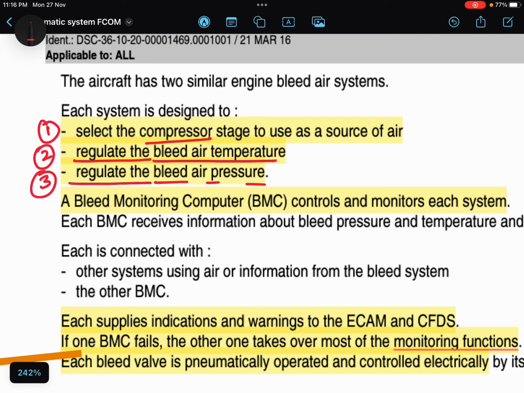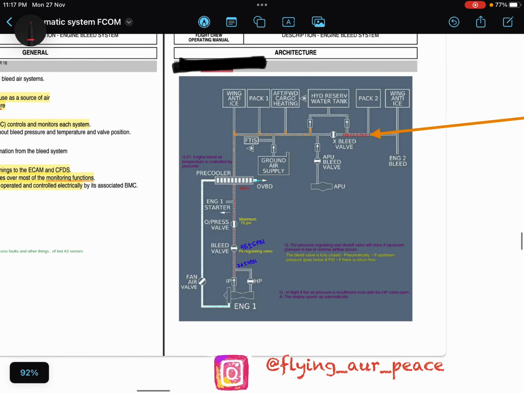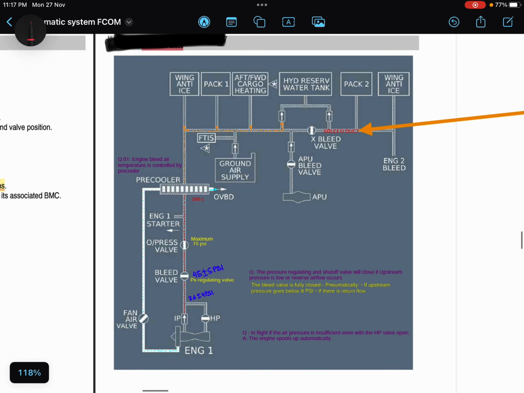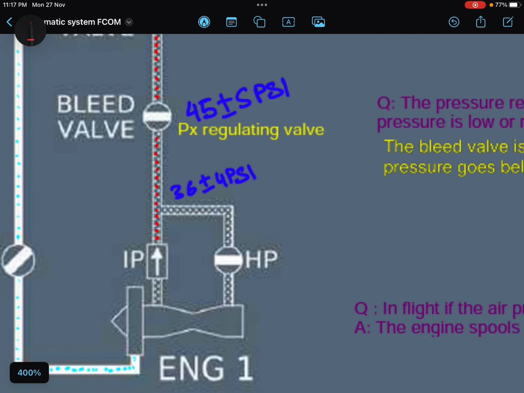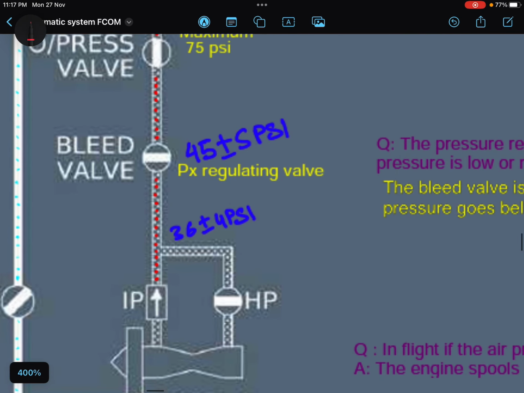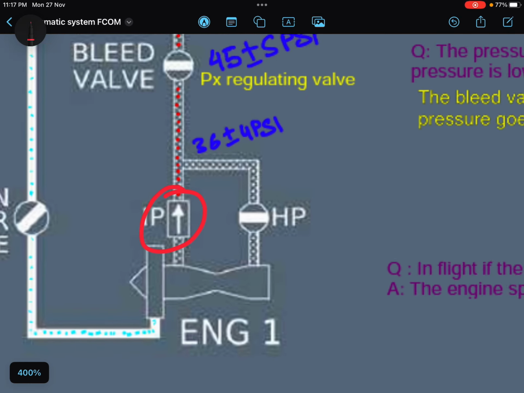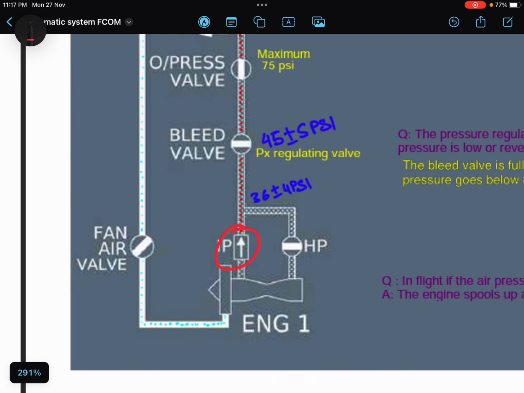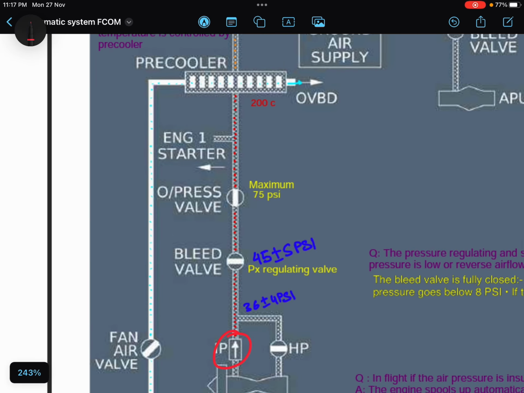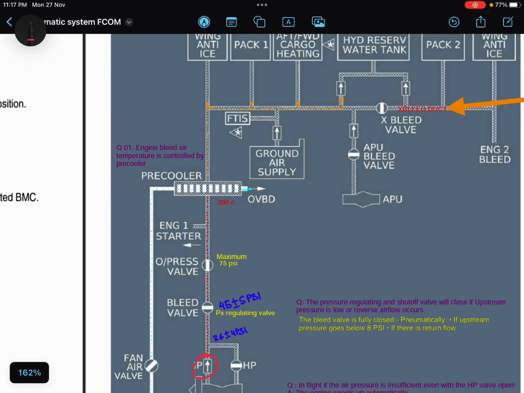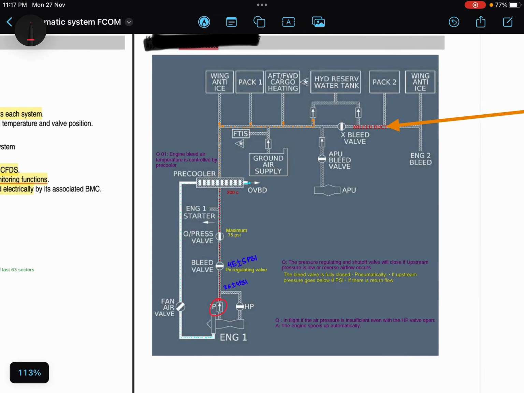I will discuss all 3 points one by one, and while explaining these 3 points, we will be covering the whole architecture. We will be talking about all the valves, and about the check valve, how the bleed air is taken from which stages, how the pre-cooler works, and what the overpressure valve is. Then we will see how the ground air supply and APU are connected with the cross bleed duct, right?